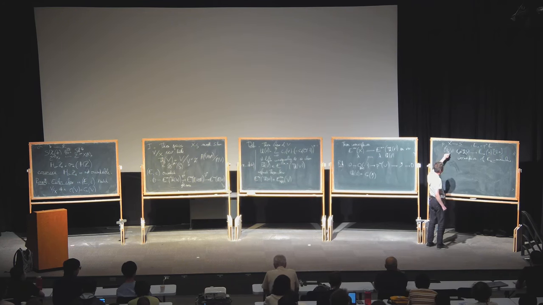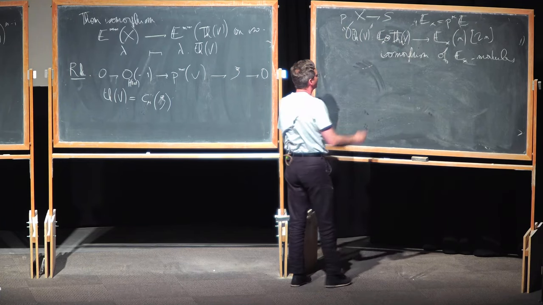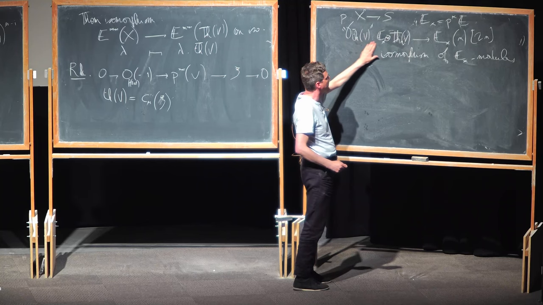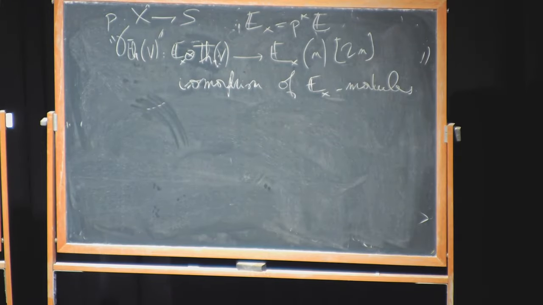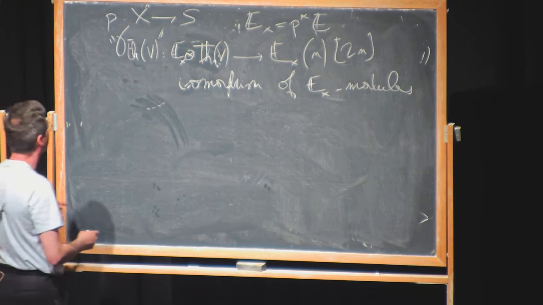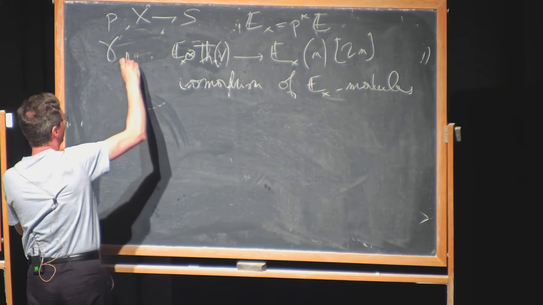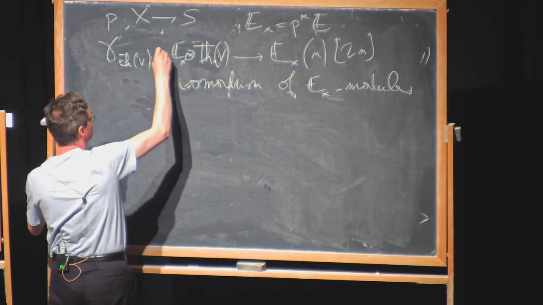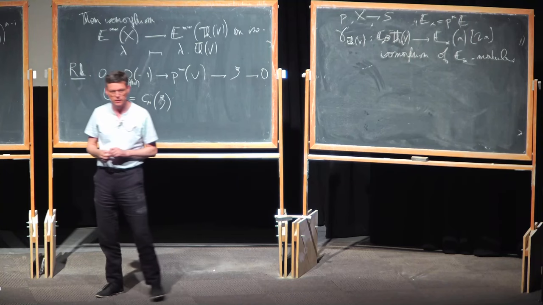It means that in some sense this map is multiplication by the Thom class. So it's just a notation. I could also write Thom bar V, but it makes some confusion with this element here. So if I rewrite, it should be gamma Thom bar V, and it means multiplication by the Thom class. Okay, yeah?